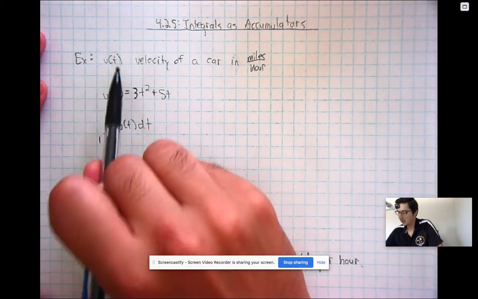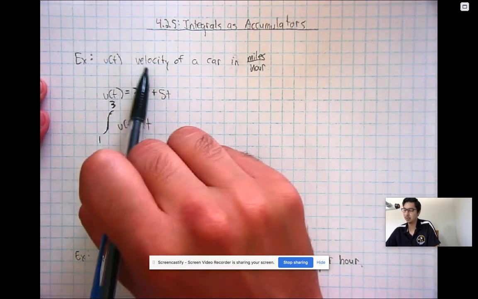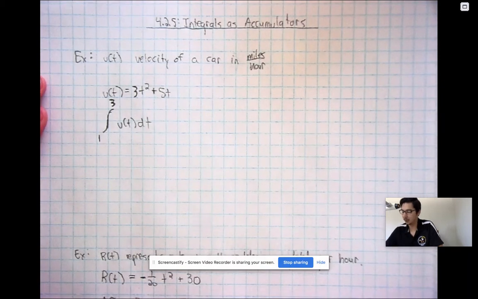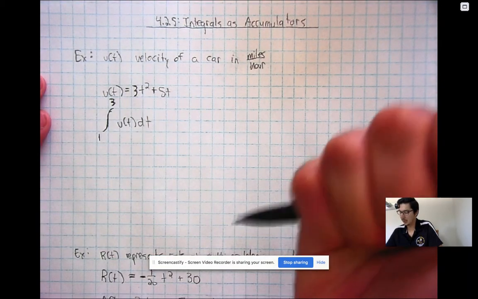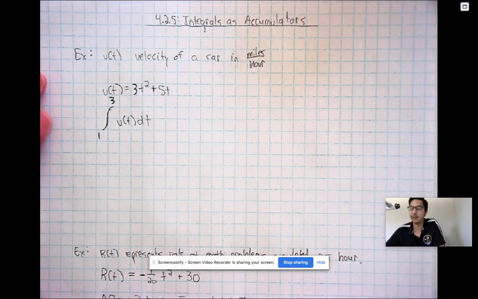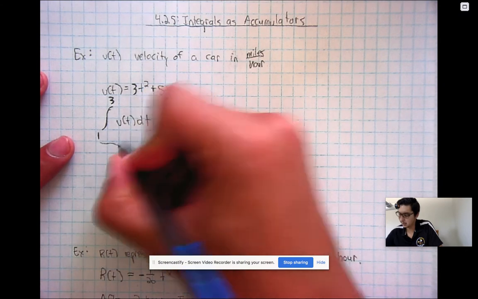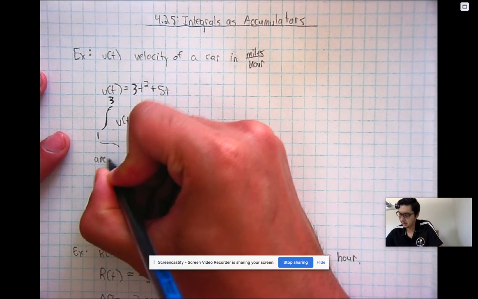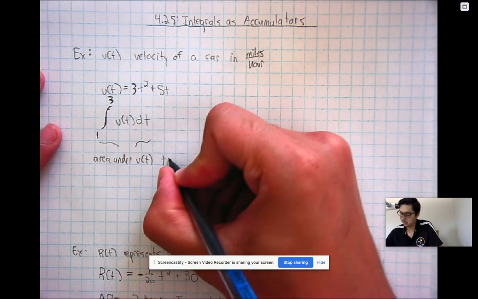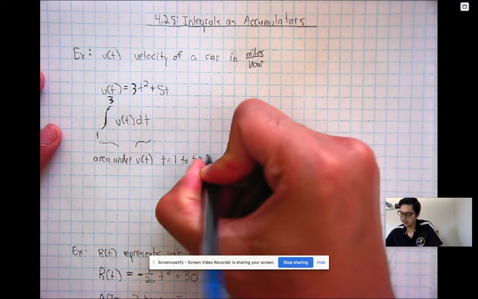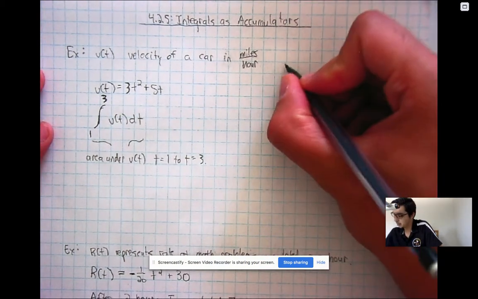So we have an example here where v of t is given to us, and it represents the velocity of a car in miles per hour. It's represented by this function 3t squared plus 5t. Now say we wanted to find the integral from 1 to 3 of v of t dt. What does that mean? What we should hopefully know is that this is the area under v of t from t equals 1 to t equals 3. And hopefully that's where you're at right now at the very minimum.